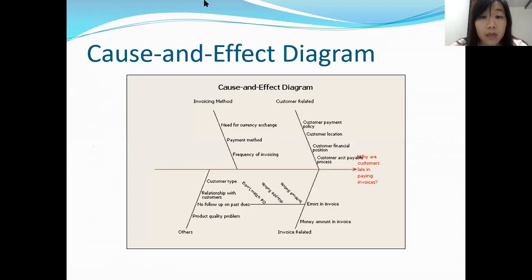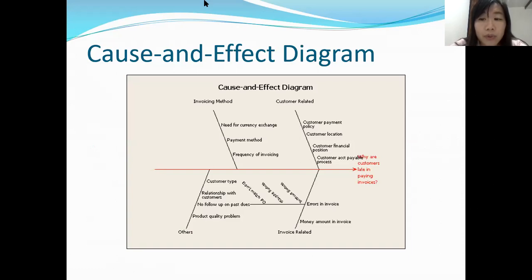So there are many tools that we can use. One of them is the cause-effect diagram. The cause-effect diagram tries to understand what parameters or what kinds of problems might cause customers to pay us late. Yeah, invoicing methods, customer-related problems, invoice-related problems, or other problems.